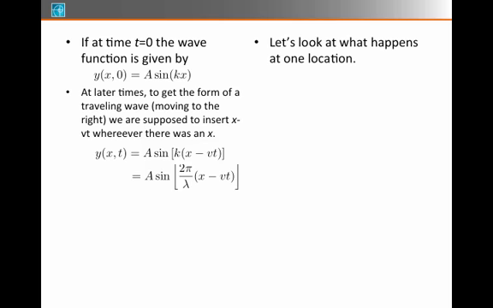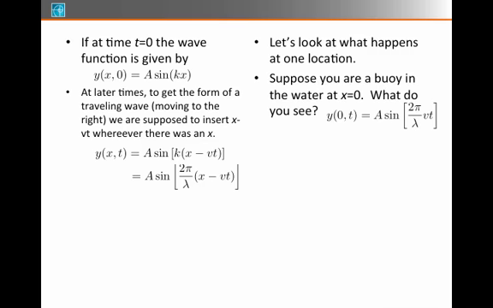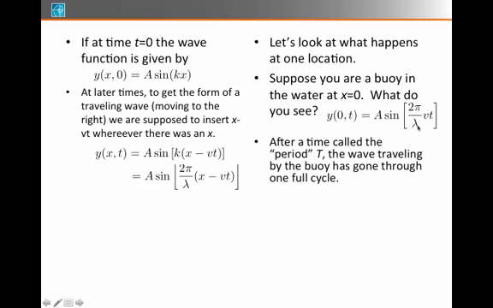And now let's look at what happens at one particular location. In other words, I'm going to suppose that I'm in a buoy in the water at x equals 0. What do I see? Well, for x equals 0, I should plug in 0 for x, and wherever I see x in my argument of the sine function, I should plug in 0. And I have A times the sine of 2 pi over lambda vt. So I'm jiggling up and down as a function of time. My life buoy just goes up and down and up and down.